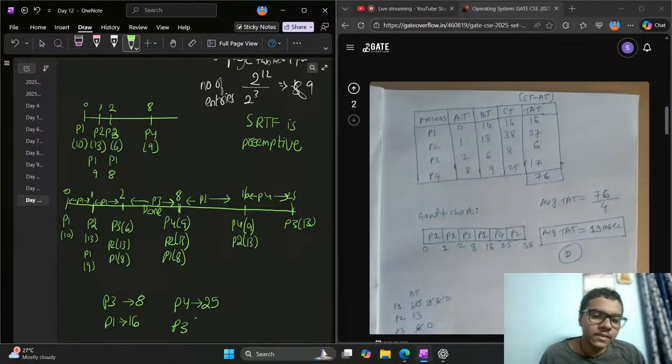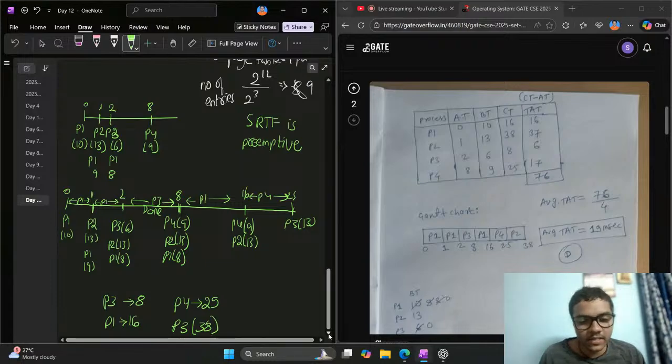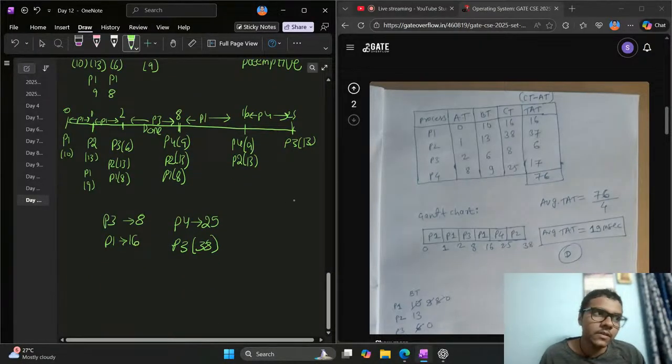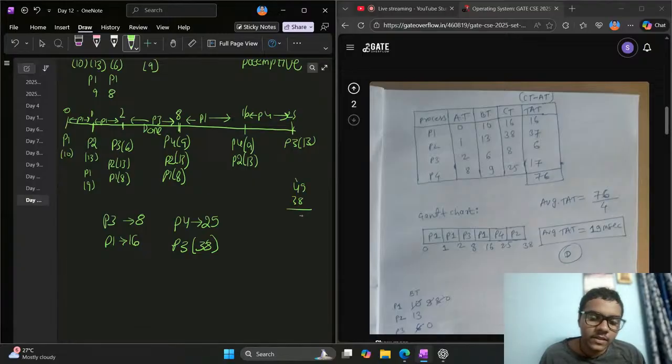So P3 takes 38 seconds. So you just need to calculate the average of all of these: 24, 49, 49 and 38. 187 by 4. That's it. 21. There will be 3, 30. So 4, 6, 4 7s are 28. That's it.